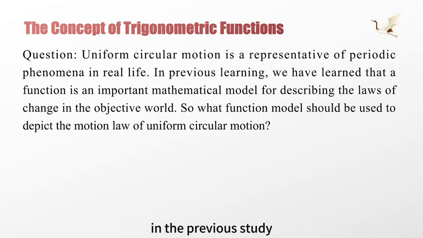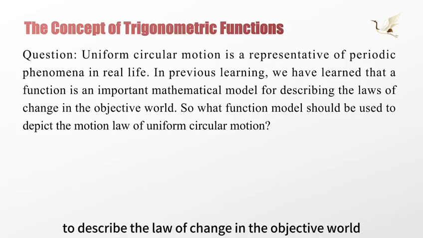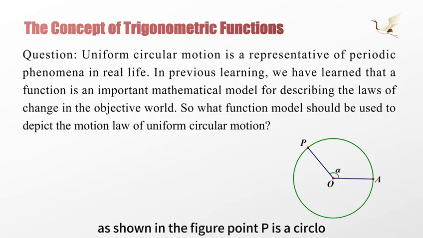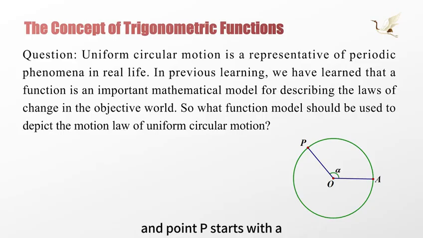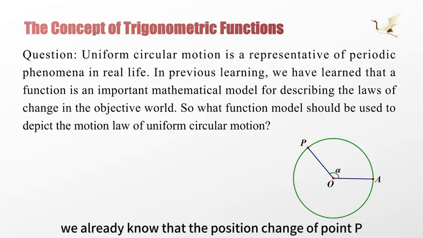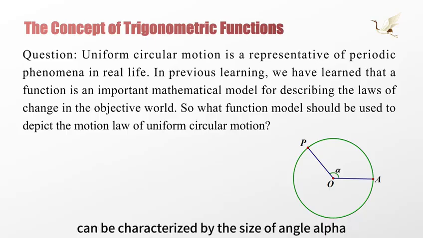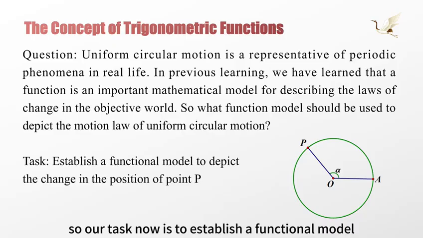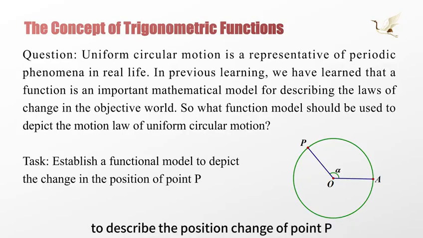In the previous study, we know that function is an important mathematical model to describe the law of change in the objective world. So what function model should be used to describe the law of motion of uniform circular motion? As shown in the figure, point P is on a circle, and starts from point A and makes a uniform circular motion. We already know that the position change of point P can be characterized by the size of angle alpha, and the size of angle alpha is independent of the radius of the circle. So our task now is to establish a functional model to describe the position change of point P.